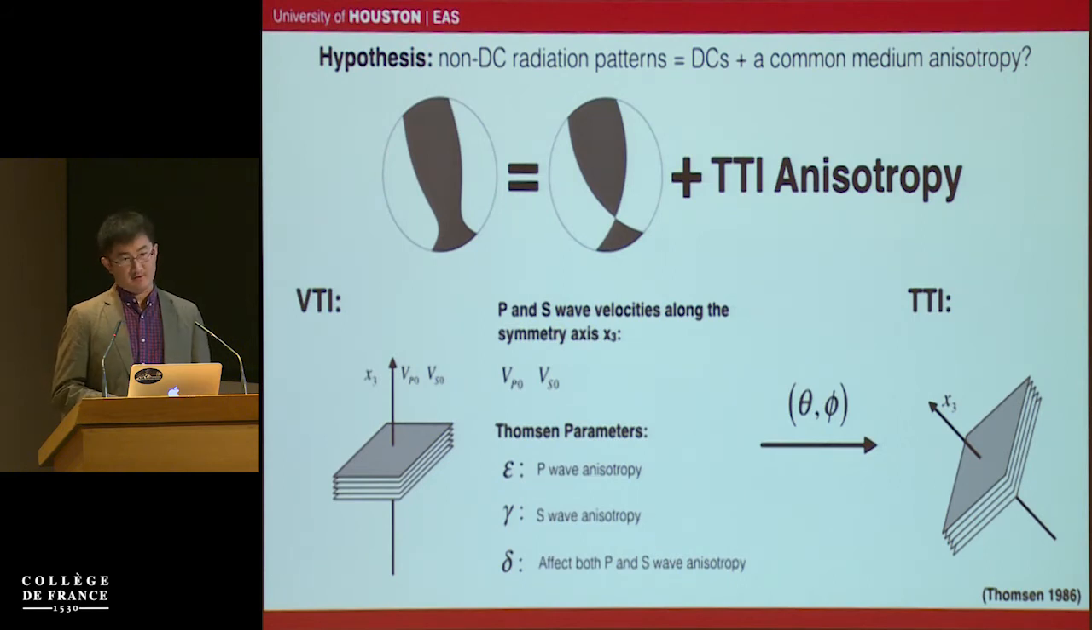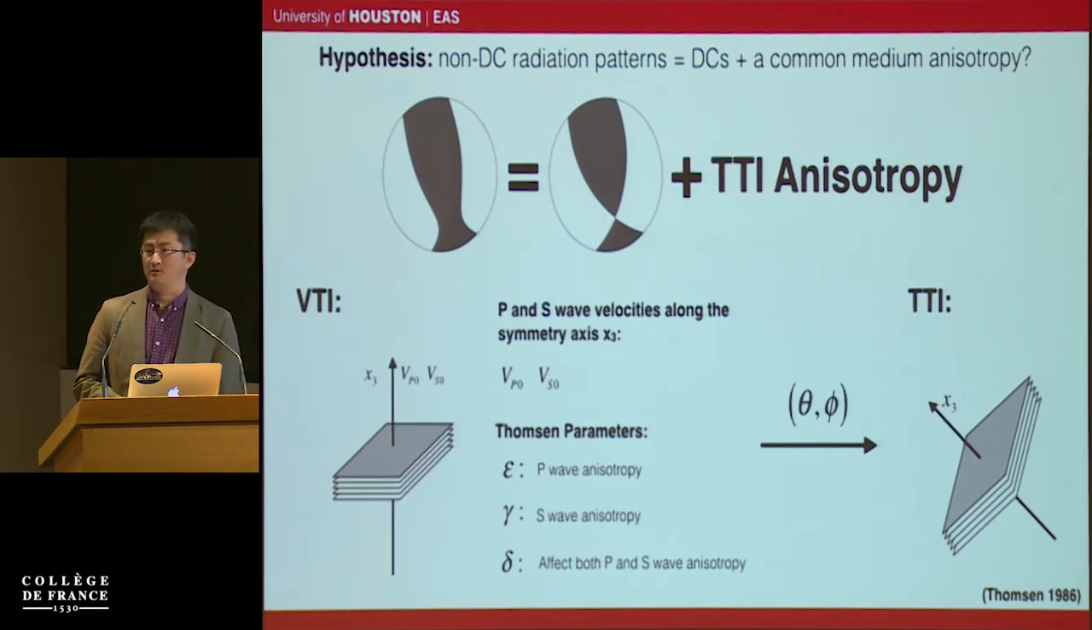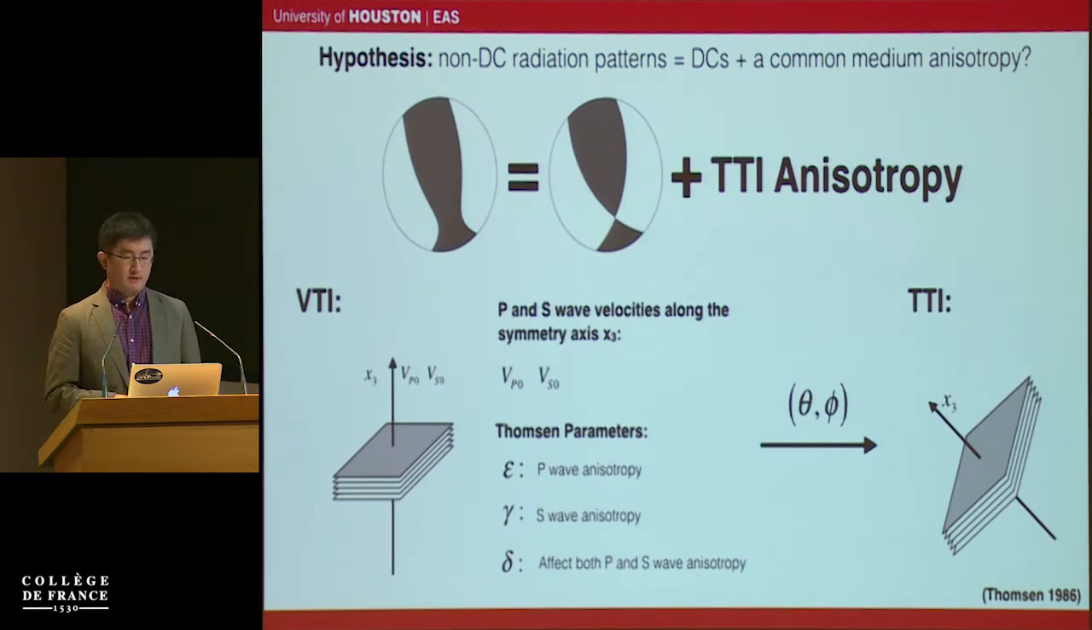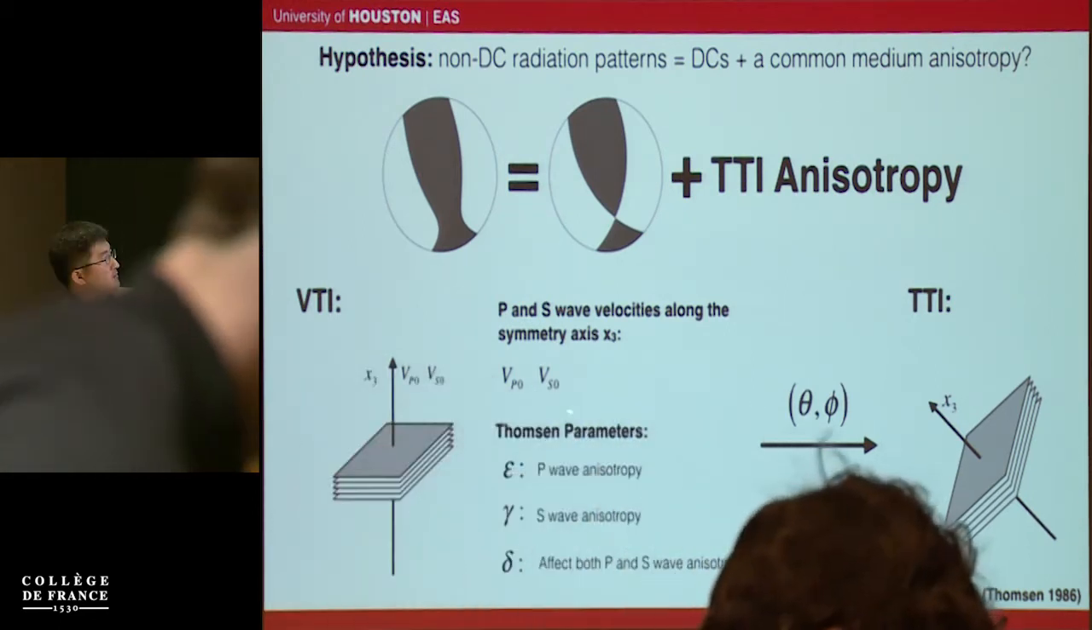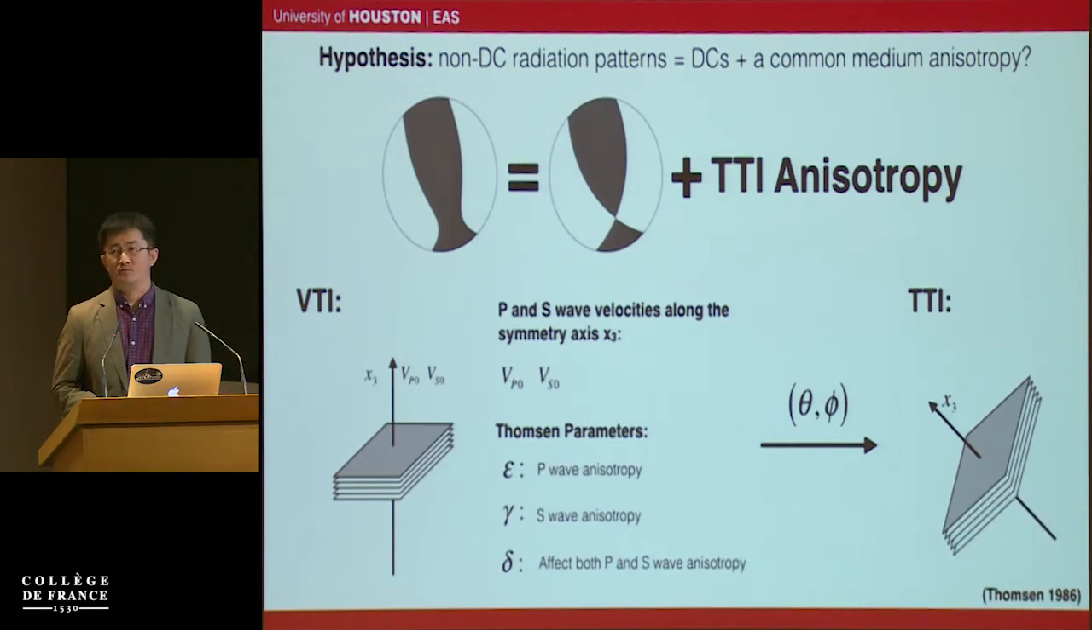So that's our hypothesis. We don't invoke any unusual faulting mechanism. We don't invoke implosion or multi-faulting or rupture on a non-planar fault. This part is rupture on the planar fault by simple dislocation. And this one is the TTI anisotropy. So what you can see is, this has 5 parameters plus 2 angles. You have 7 parameters to work for.